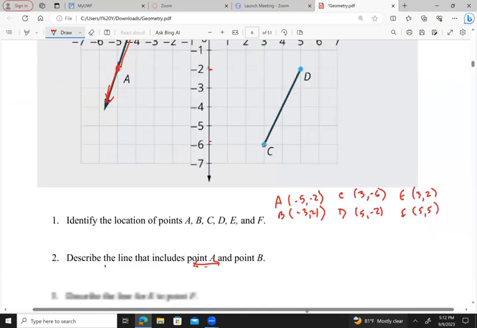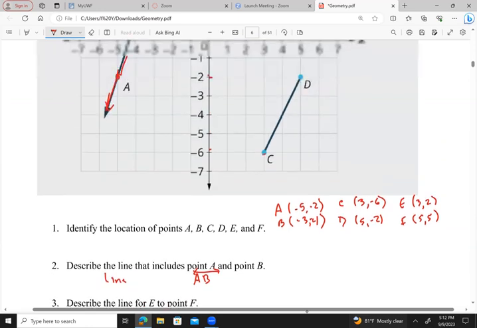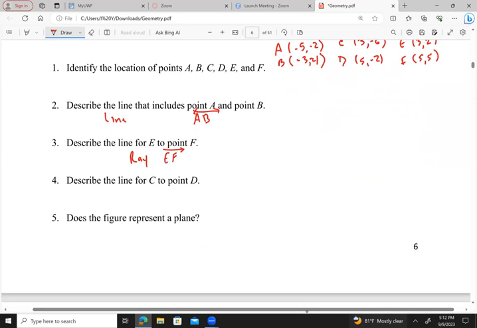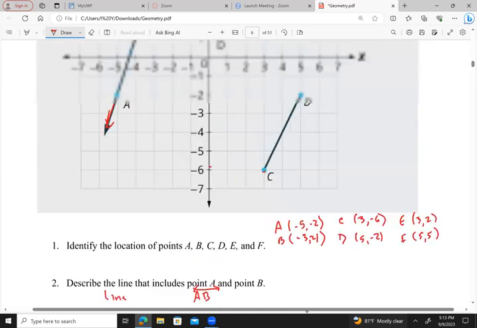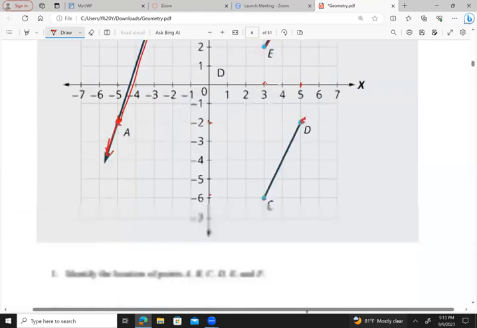That is a ray. And the ray starting at E and going to F. CD, that is line segment CD. Does this figure represent a plane? Yes, because we have 2 points on a line and a point that's not. So yes, it is a plane.